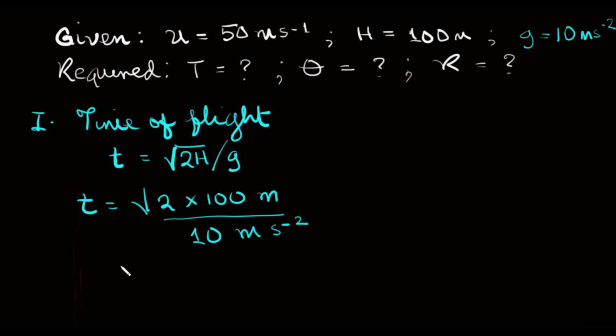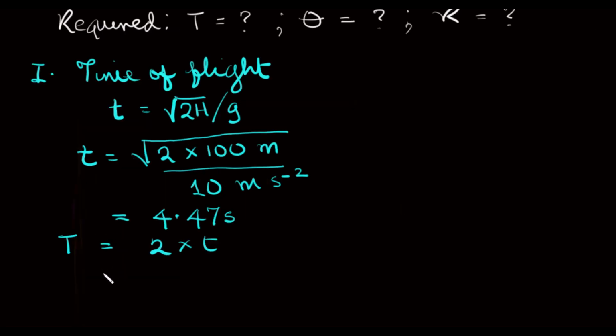So if we solve for this, we'll get 4.47 seconds. Now to get the time of flight, we'll multiply this value by 2. So our time of flight will be what? 2 times 4.47 seconds, which is 8.94 seconds.